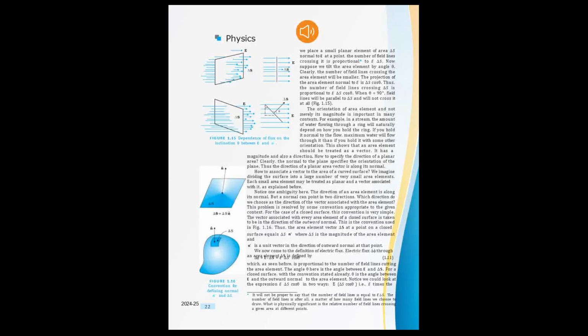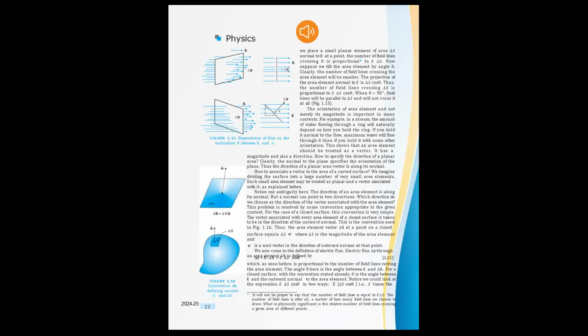The orientation of the area element, and not merely its magnitude, is important in many contexts. For example, in a stream, the amount of water flowing through a ring will naturally depend on how you hold the ring. If you hold it normal to the flow, more water will flow through it than if you hold it with some other orientation. This shows that an area element should be treated as a vector. It has a magnitude and also a direction.